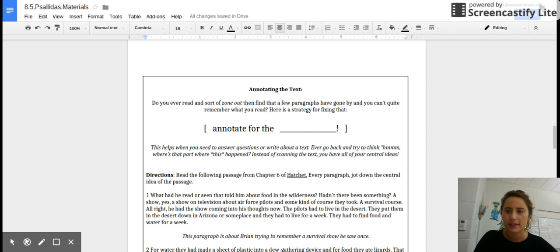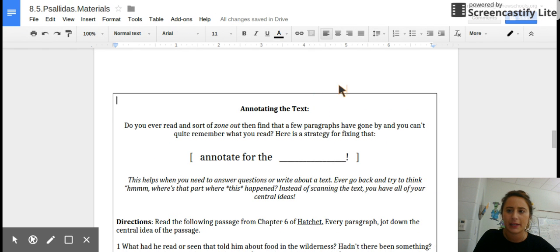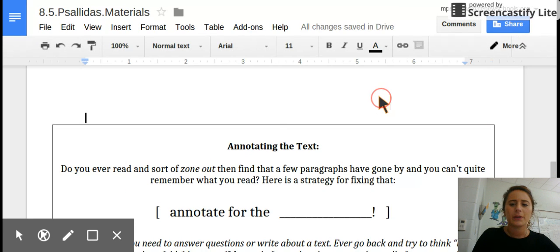Make sure you're flipped to this page that I'm on the screen right here, where it says annotating the text. Sorry, I'm going to make it bigger for you. Okay, so here's the thing.